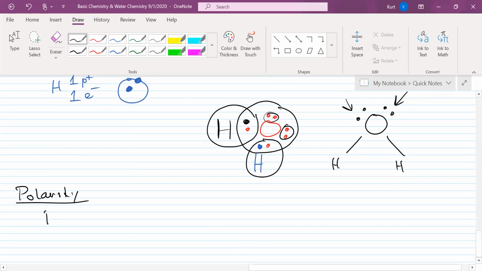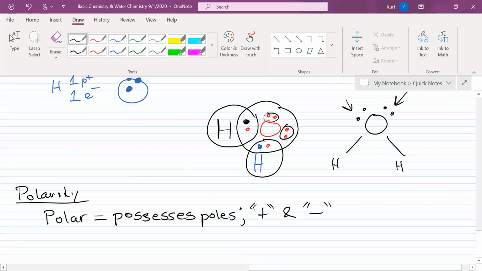Well, when we talk about chemistry, charges are completely opposite. If a molecule or a bond is considered to be polar, this means that it possesses poles. And in this case, it has a positive end and a negative end. If you're hairy, you possess hair. If you're hungry, you possess hunger. If you're rich, you possess money. So if you're polar, you possess poles. You have a positive end and a negative end. Nonpolar simply means there are no poles. There are no positive and negative parts.